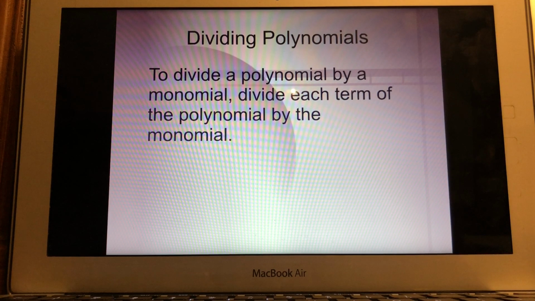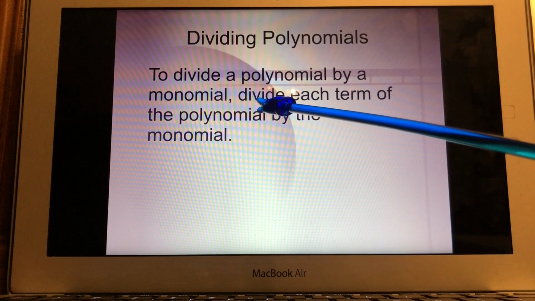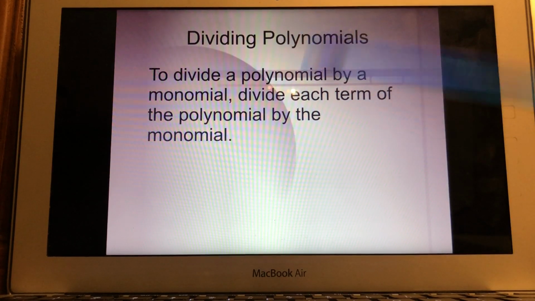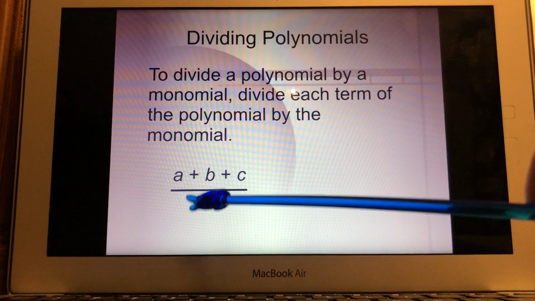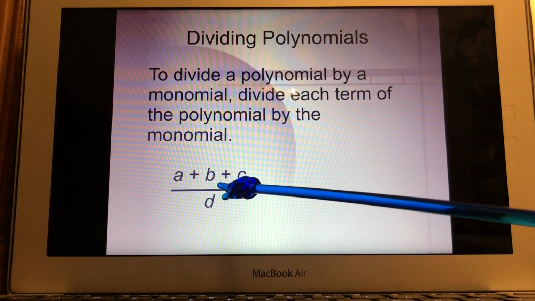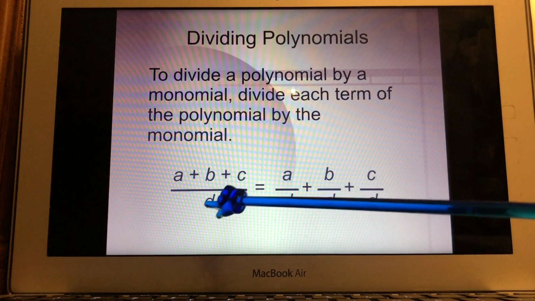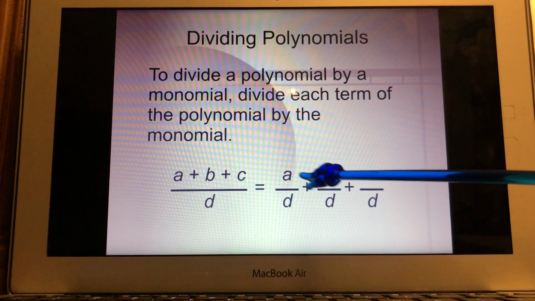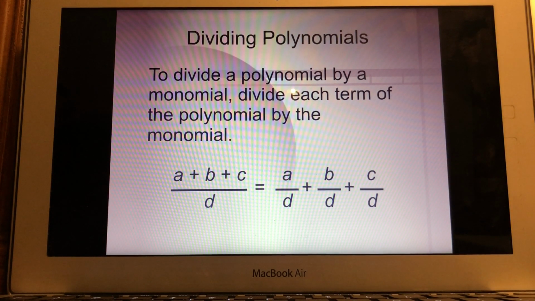When we're dividing polynomials, dividing by a monomial, divide each term of the polynomial by the monomial. So, in other words here, if I have a plus b plus c, that's my polynomial, and I divide by d, I take each term and I divide each term by d. So it's a divided by d plus b divided by d and c divided by d.